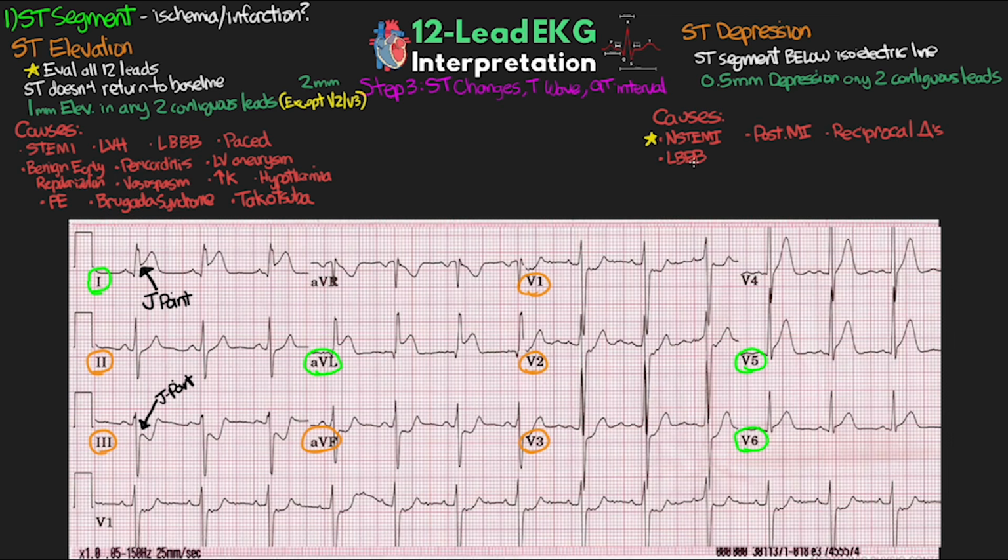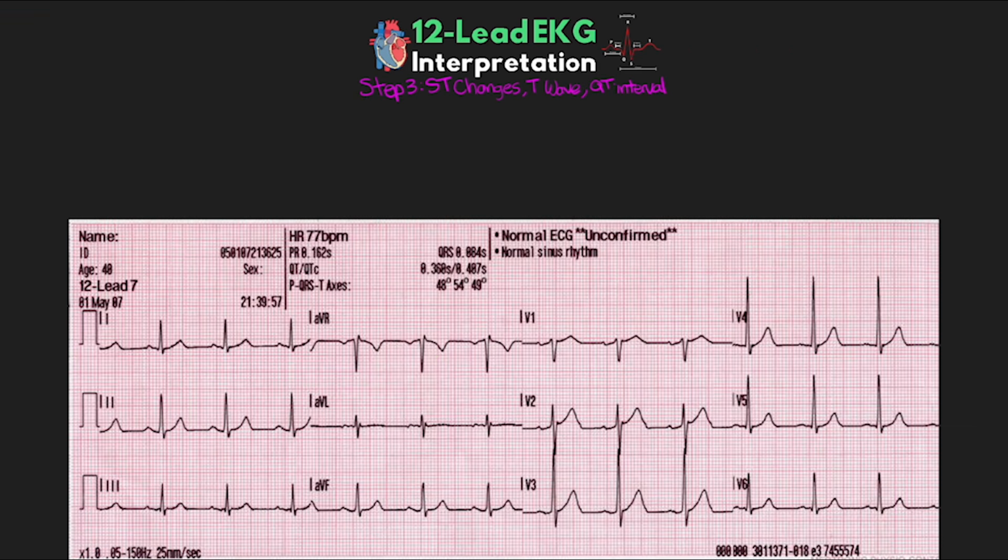Left bundle branch block can also do this. Left ventricle hypertrophy with strain pattern can look this way. Digoxin toxicity, hypokalemia, as well as tachycardia can all present with ST depression. All right, so now we've evaluated our ST segment. Next, we want to evaluate our patient's T wave for any abnormalities.